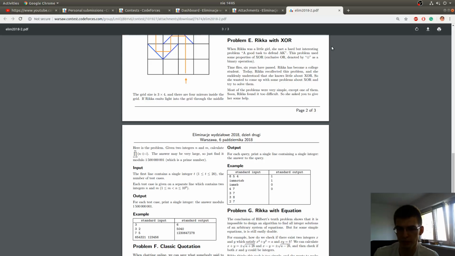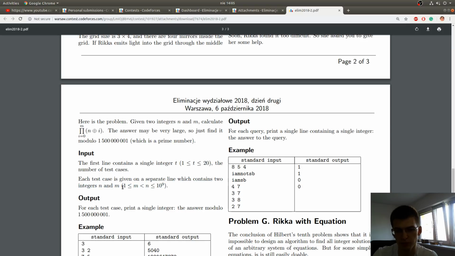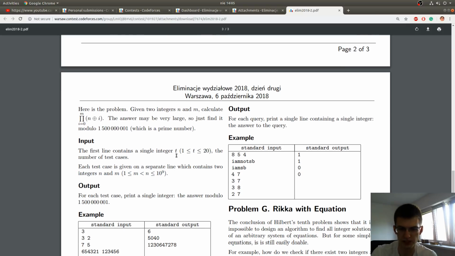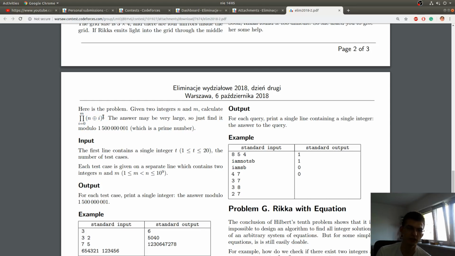So the problem is that we are given two integers, m and n. This is the only thing in the input, both up to 1 million, also with some test cases. And we are asked to find this product, where the strange symbol in the middle means XOR. So for example, for m equal to, let's say, 2, we are asked about the product of n XOR 0, n XOR 1, n XOR 2.